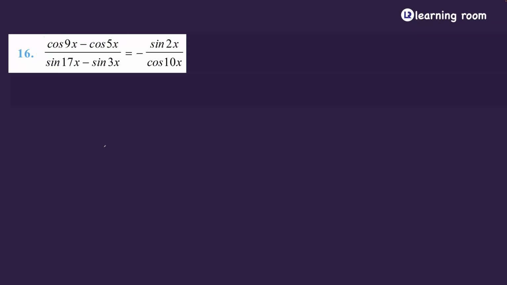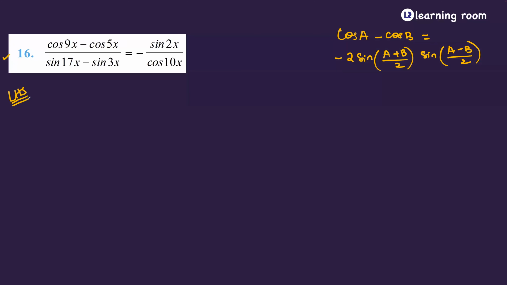So listen, in this problem, you have cos 9x minus cos 5x. So what we need to use is cos A minus cos B, which is given as minus 2 sine of A plus B by 2, sine of A minus B by 2. Right. So if I take the LHS, this will be minus 2 sine of A plus B by 2, which is going to be 7x, sine of A minus B by 2, which is going to be 2x. Because 9 minus 5 is 4, 4 by 2 is 2.